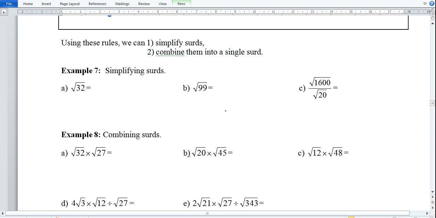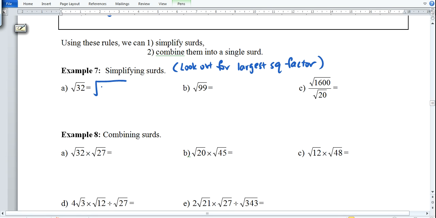Now, what do we mean by simplifying? The main idea is to look out for the largest square factor in the number. So I'm going to demonstrate what I mean. Square root 32, I can rewrite 32 as 2 times 16. I choose 16 because it is the largest square factor in the number.